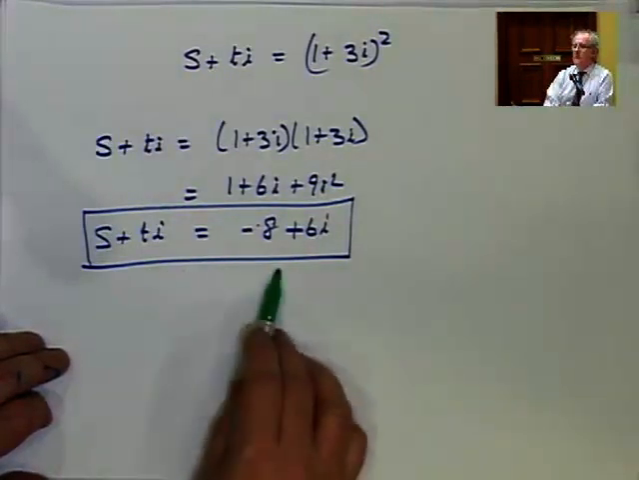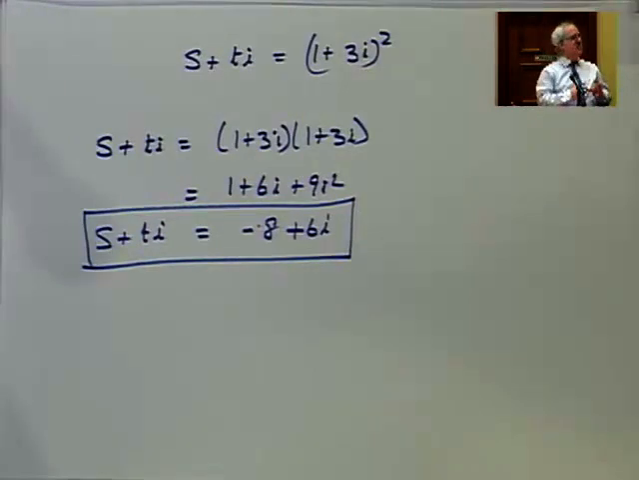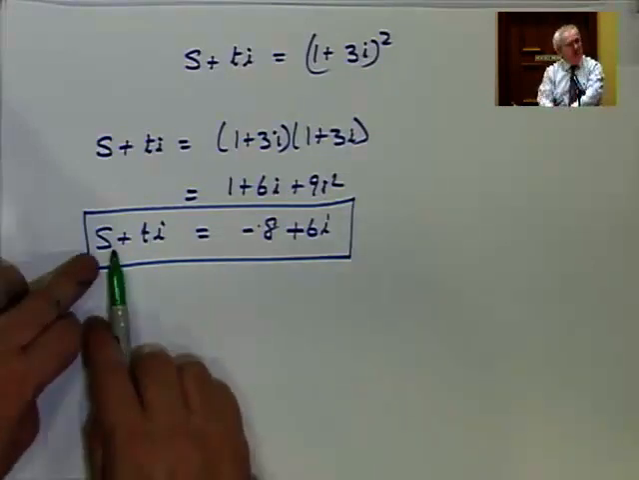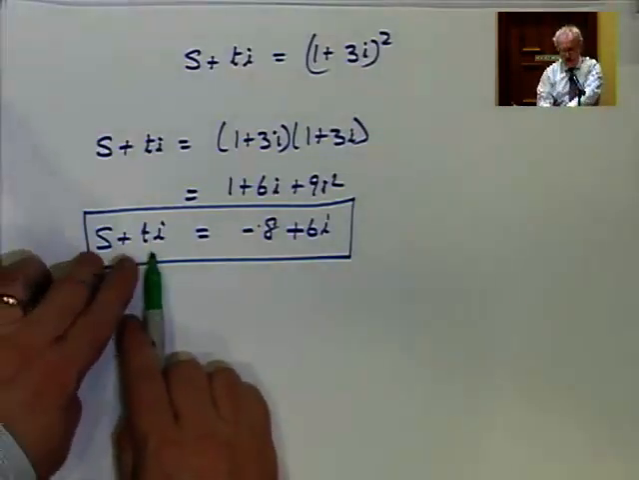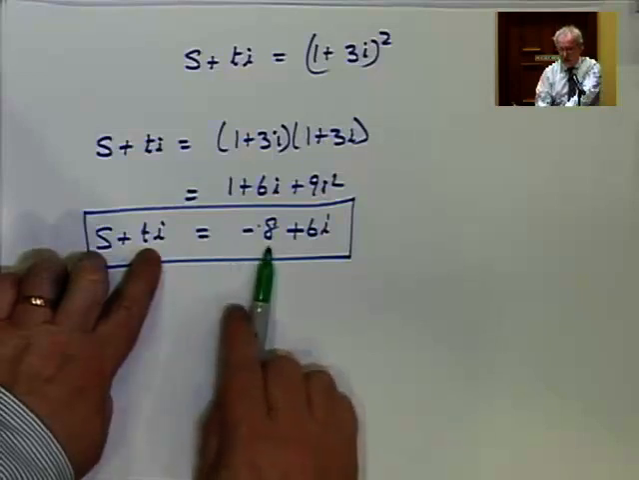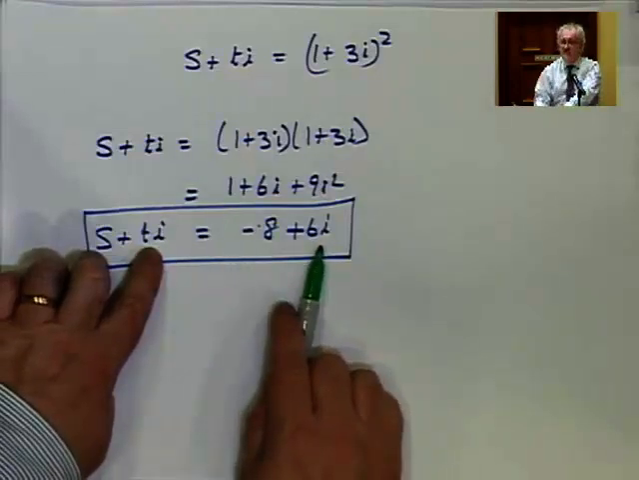It looks a bit weird. But what's the real numbers? They're called, let's say, bananas, and the imaginaries are called oranges. They're just two different categories of things. So if these were categories of oranges and bananas, you'd say s oranges and t bananas is minus 8 oranges and 6 bananas.